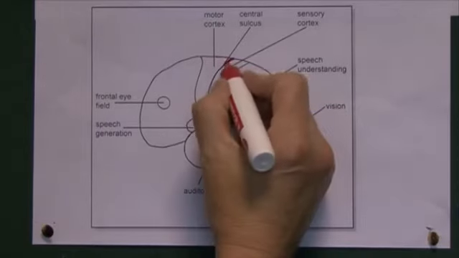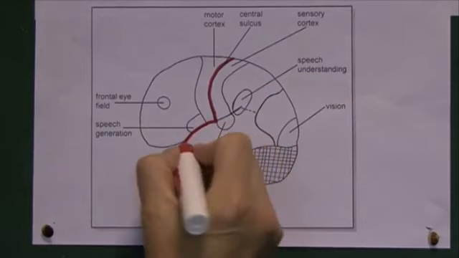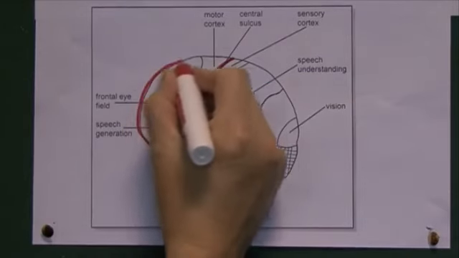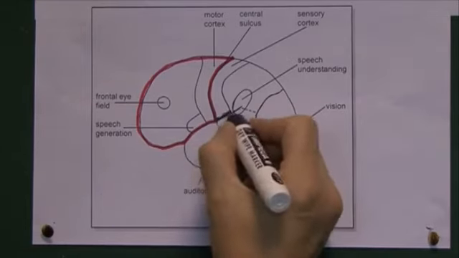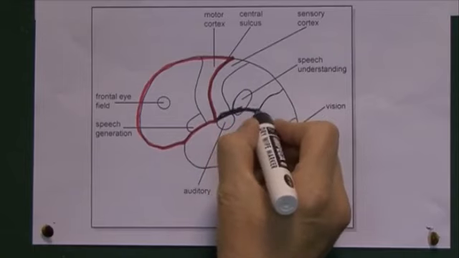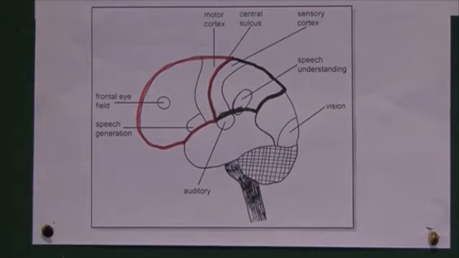So here we have the central sulcus. And this area in front is the frontal lobe. Then here we have the parietal lobe behind that. The temporal lobe underneath.